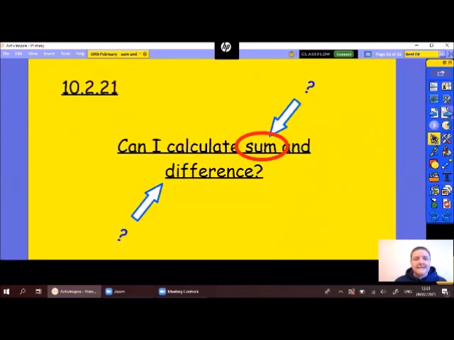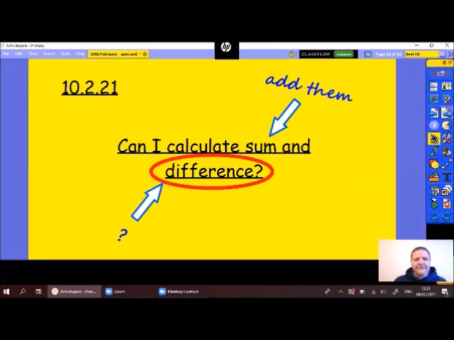So now we know what sum means, so we can add it back into our Can I title. Sum just means that you add them together. Okay, so then what does difference mean? Well, you might be able to guess.